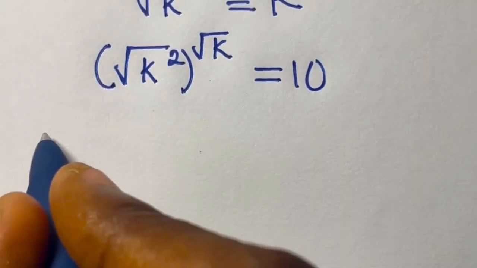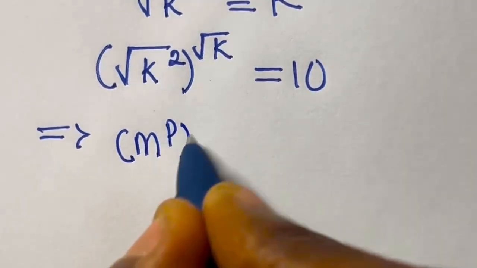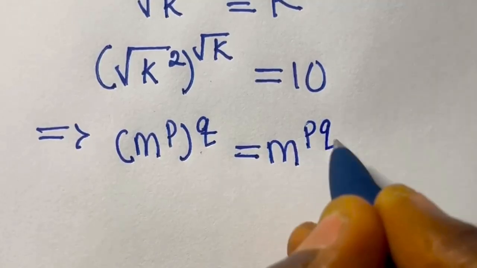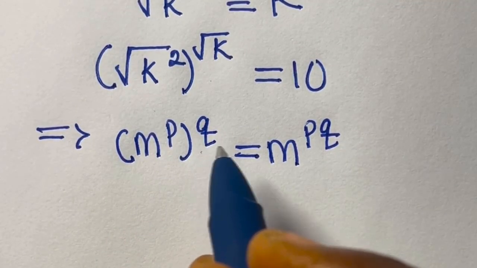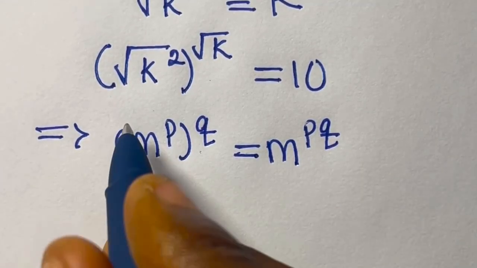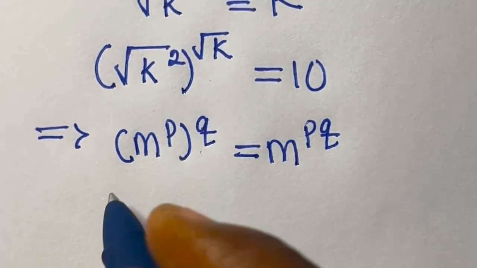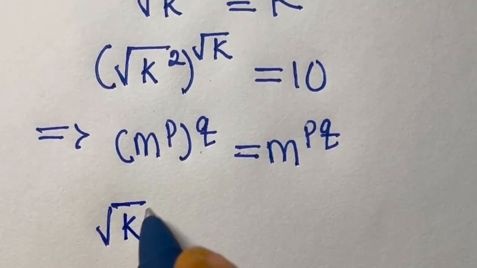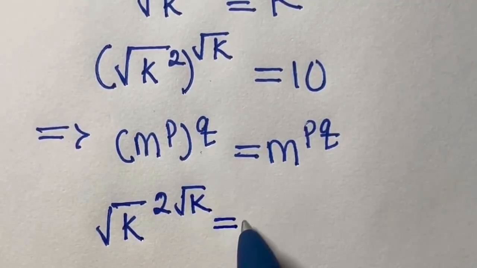So now let's recall that if you have m raised to power p, raised to power q, this equals m raised to power pq. When one number raised to a certain power is again raised to another power, the powers are multiplied, from the product power law of indices. So now we multiply these two powers, 2 and square root of k, so that we have square root of k raised to power 2 root k equals 10.